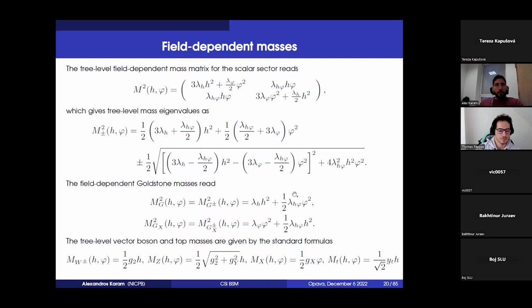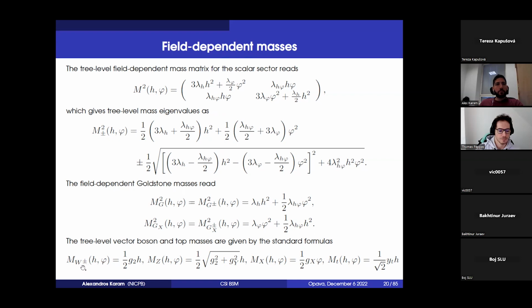Now, from the tree-level potential, we can compute the tree-level field-dependent mass matrix, which has this form. And from this mass matrix, we can find the mass eigenvalues, which are given by this formula. Now, there are also the Goldstone bosons, which have these masses.